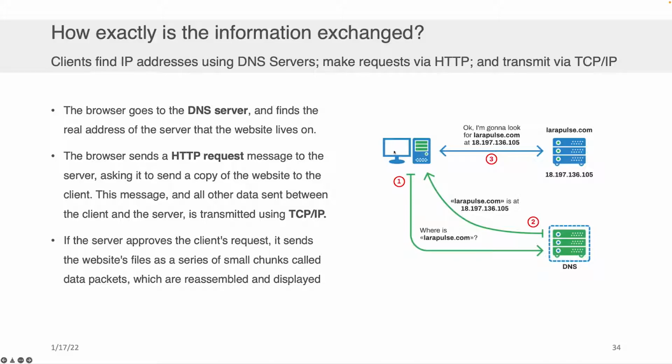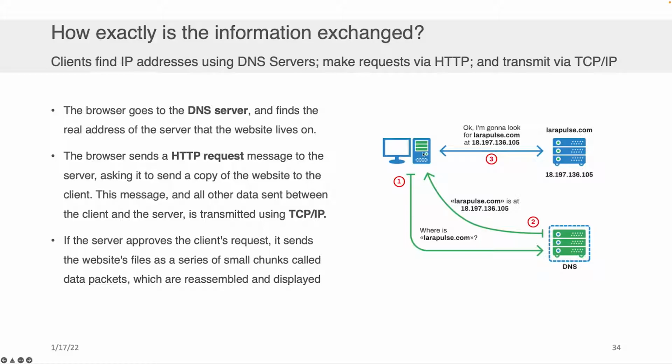you don't know what laurapulse.com's IP address is. So the first thing you would do, when you actually request laurapulse.com, is your computer takes care of the process of going to something called a DNS server, or a domain name server, a record keeping system that says, well, actually, laurapulse.com is this IP address, and it sends that information back to your machine.